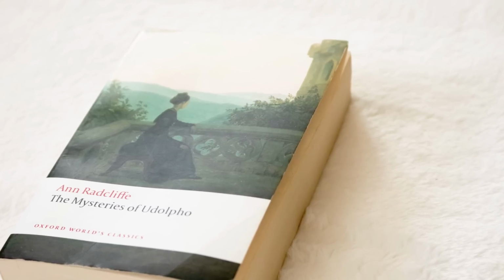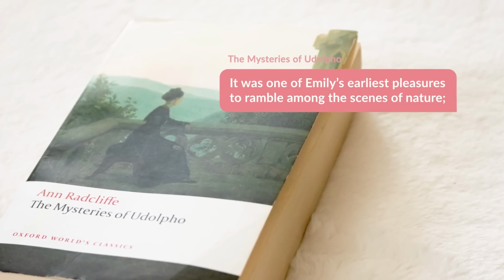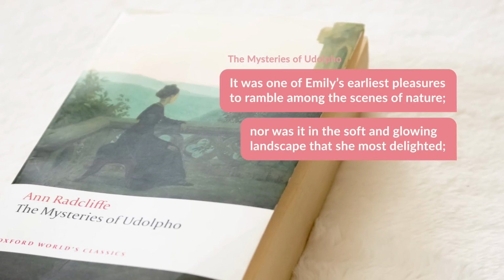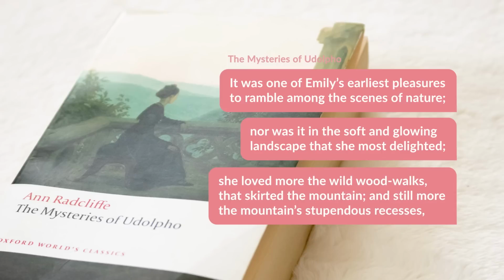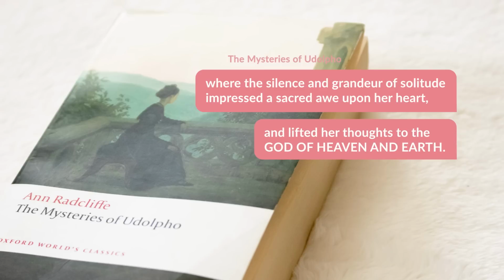In The Mysteries of Udolpho, we read, "It was one of Emily's earliest pleasures to ramble among the scenes of nature. Nor was it in the soft and glowing landscape that she most delighted. She loved more the wild wood walks, the skirted mountain, and still more the mountain's stupendous recesses, where the silence and grandeur of solitude impressed a sacred awe upon her heart, and lifted her thoughts to the God of heaven and earth." That is how much Emily appreciates nature and understands what's really beautiful.